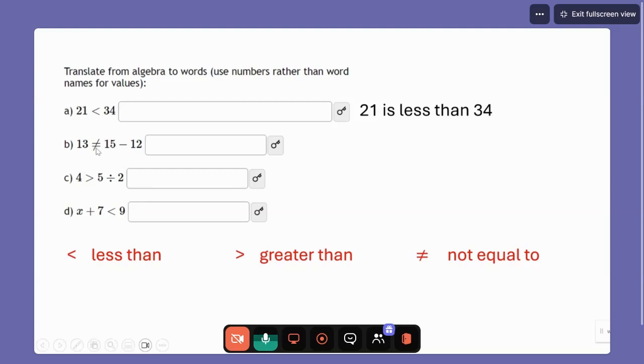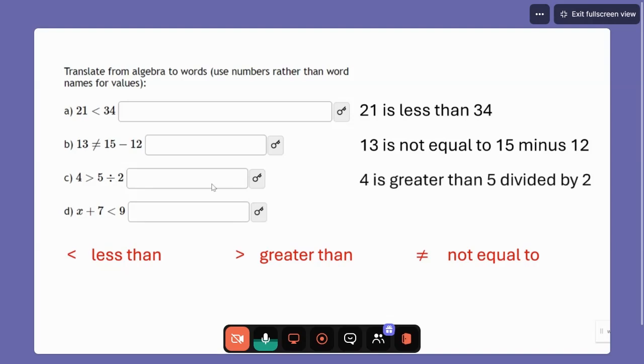This next one here, this simply says not equal. 13 is not equal to 15 minus 12, which is certainly true. And that's how we would write that out. 13 is not equal to 15 minus 12. This one here says this is the greater sign, so 4 is greater than 5 divided by 2. Let's write that out. 4 is greater than 5 divided by 2.